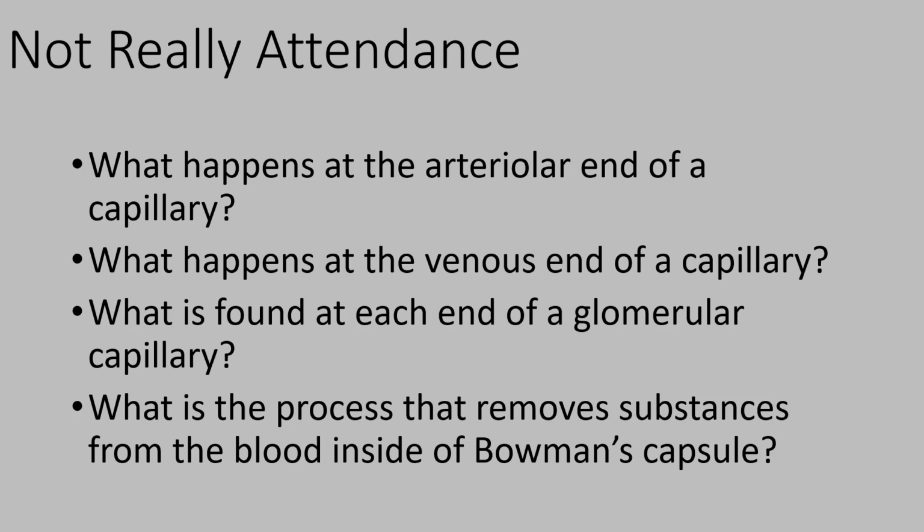Now, what is found at each end of a glomerular capillary? Well, remember, a glomerular capillary, that's the special type of capillary that's found inside the kidneys, also just called a glomerulus. These are very special capillaries that have an arteriole at each end, and that's going to come into play today. What is the process that removes substances from the blood inside of Bowman's capsule? That is filtration. And filtration is going to be the topic of today's lecture. So all of these things are going to really be important in today's lecture. If any of this is not familiar, go back, make sure that you familiarize yourself with them before continuing with today's lecture.